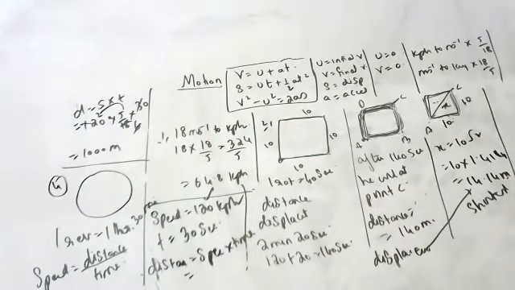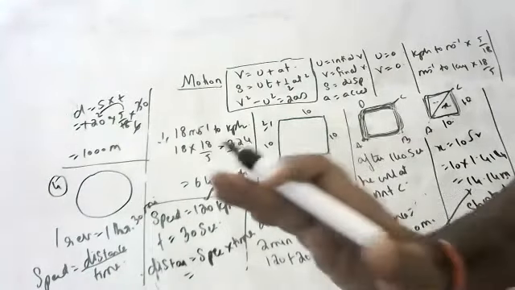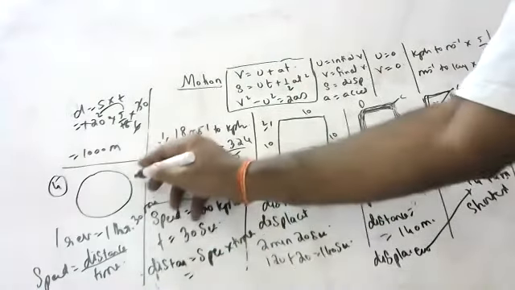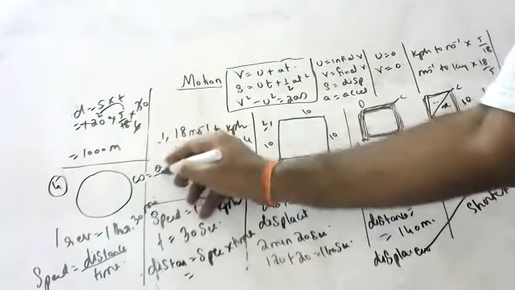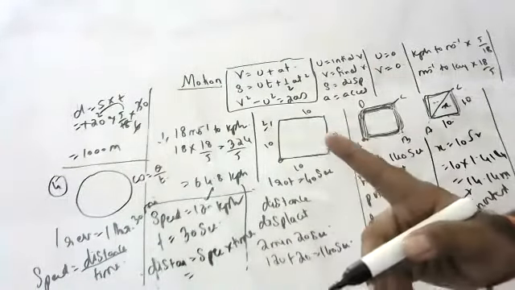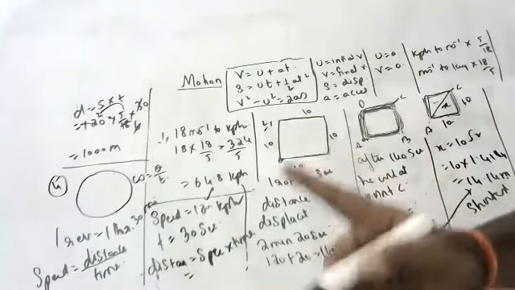But he is asking angular velocity, children. Angular velocity means we have to say radians per second. Actually, this formula is not there for you in your syllabus. Even then, I am telling you, the angular speed formula is theta by t.